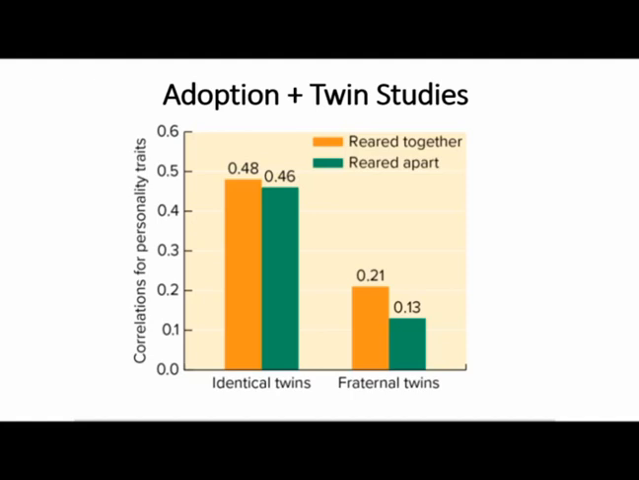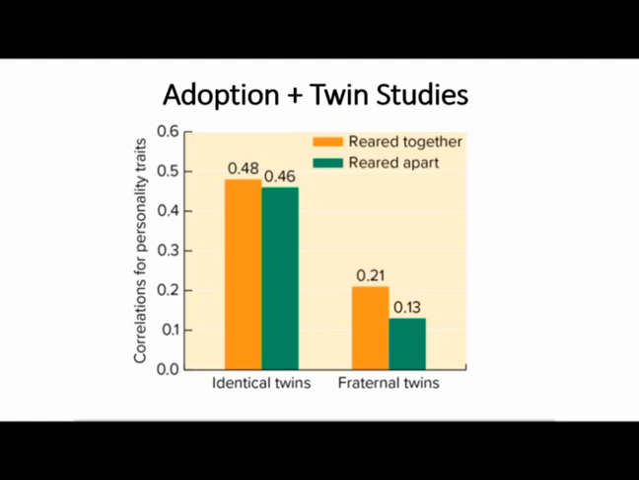And so if we want to interpret what this graph is meaning, we look at our two identical twin bars, both the orangey yellow one and the green one. Whether they are reared together or reared apart, they're sitting at that 0.48 to 0.46 range. So it's a pretty decent correlation where the personality of one of the twins helps you sort of predict the personality of the other twin. It's a correlation of 0.47-ish in the middle, whether they're reared together or reared apart.